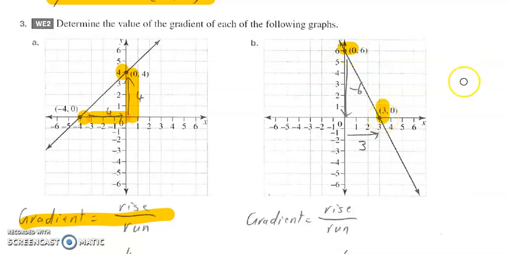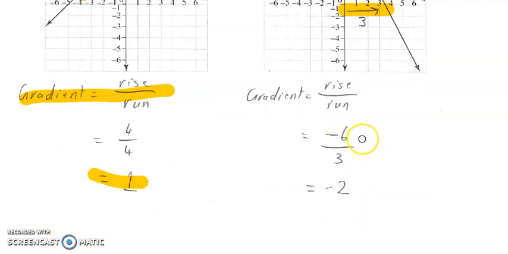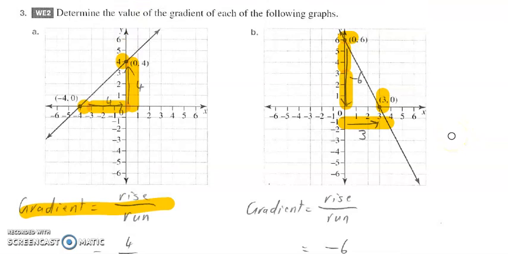How far up has it gone? Well, this one's not going up, it's going down by 6, so we would say the rise of this one is negative 6. And how far has it gone across? It's gone across by 3. So it's gone up by negative 6, or rather it's gone down 6, and it's gone across by 3. So the gradient is negative 6 divided by 3. What's negative 6 divided by 3? Negative 2.